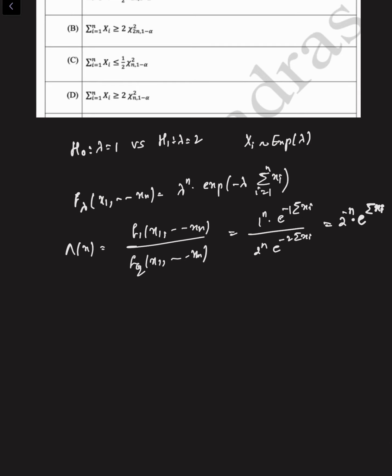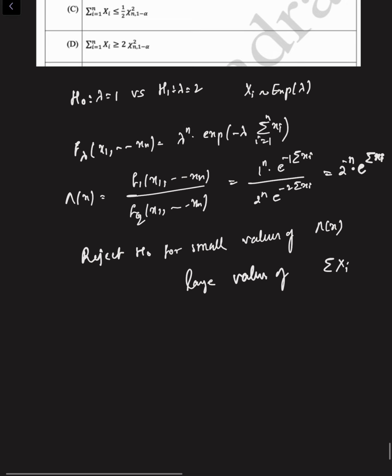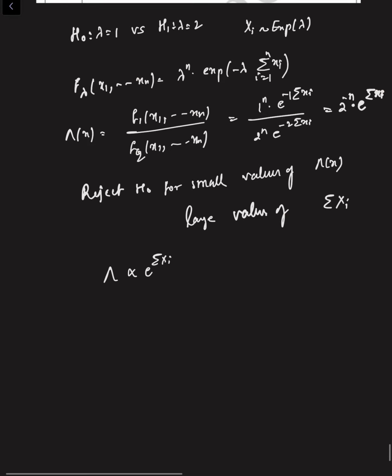So this MP test rejects H0 for small values of this lambda of x, since it is an MP test, or equivalently, we can say, for large values of summation Xi, because we have this lambda following e to the power of summation Xi, and this decreases when summation Xi decreases. So basically this MP test rejects for small values of summation Xi.